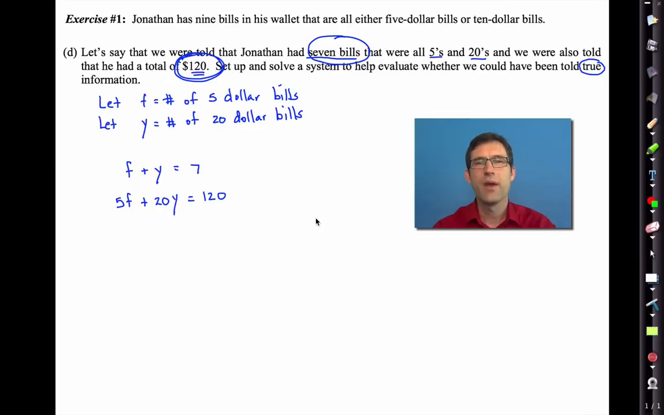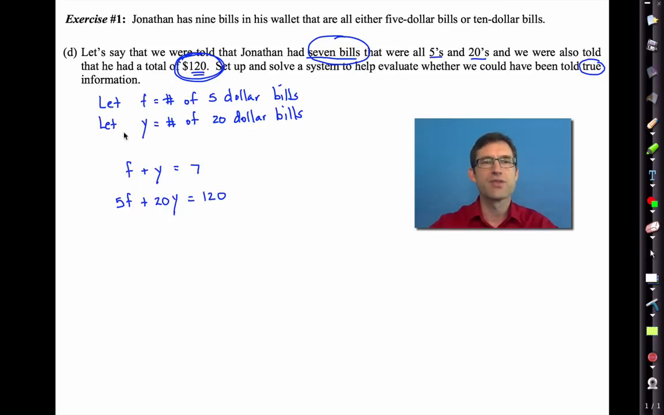All right. Now what I'd also like you to do before we solve the system is make a decision. Could we have been told true information? Think about that. If you haven't solved the system, obviously, and you're just waiting for me to do it, that's fine. We'll go through it in a second. But if you have solved the system, determine whether we could have been told true information. All right, let's go through it.